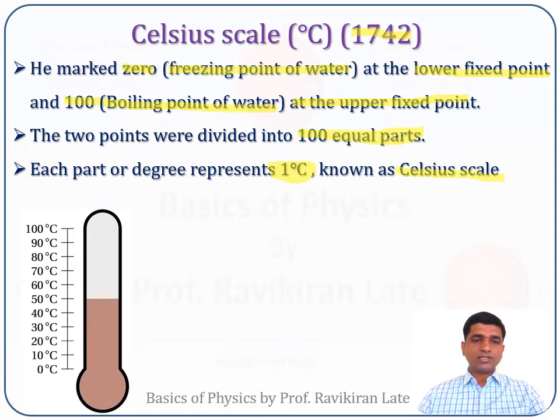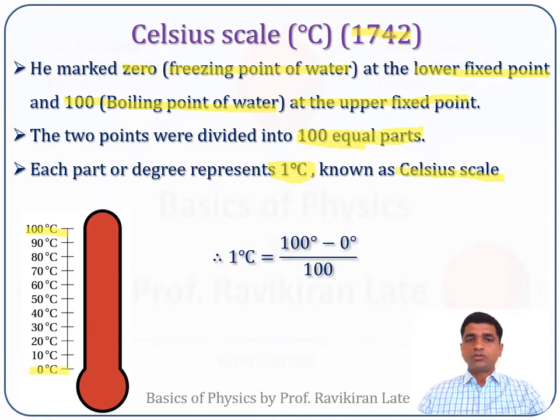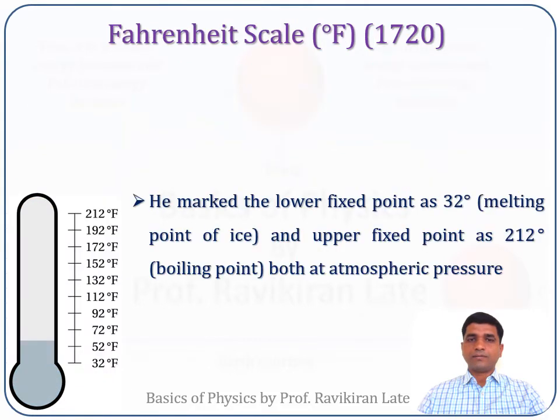Here in this figure you can see that the lower point is 0 degree Celsius and the upper point is 100 degree Celsius. The difference between the upper and lower point has been divided into 100 equal parts. So one single part represents 1 degree Celsius. So 1 degree Celsius is equal to (100 minus 0) divided by the 100 equal parts. This is called 1 degree Celsius, and the corresponding scale is known as the Celsius scale.